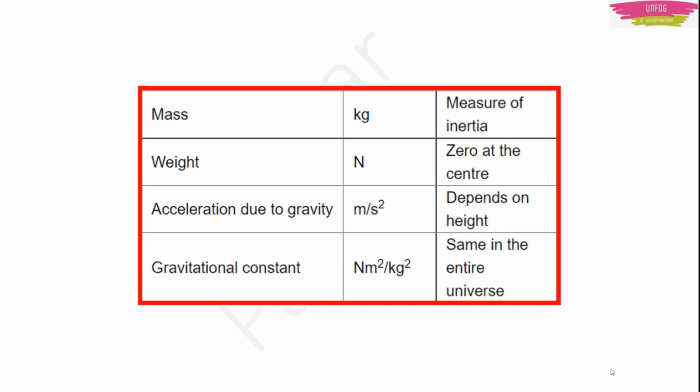Now just a quick recap, and these are very important points. We told that mass is a measure of inertia, and weight is 0 at the center of the earth. And weight is a force. It is related to mass as mass into gravity. This acceleration due to gravity, small g, has the unit of meter per second square and it depends on height. Then the gravitational constant, we told it is the same in the entire universe. That's why it comes out from the universal law of gravitation. And one very important point is that the unit of weight will be Newton because it is a force.